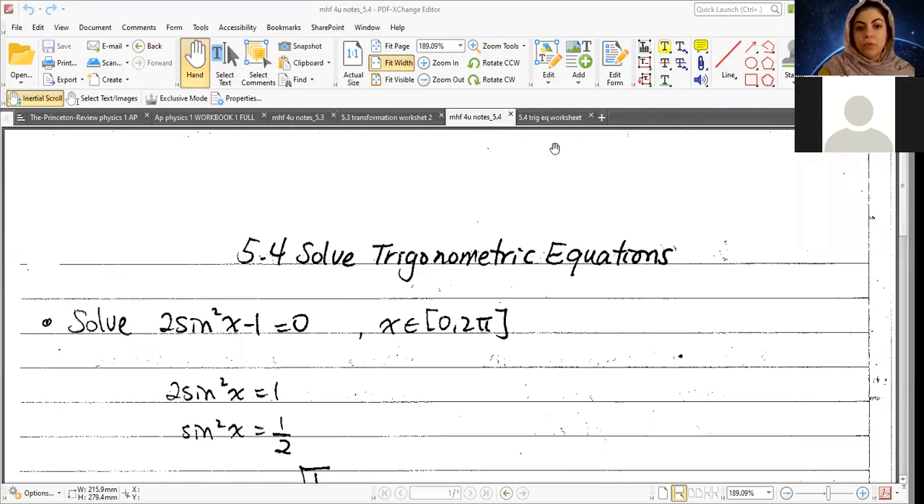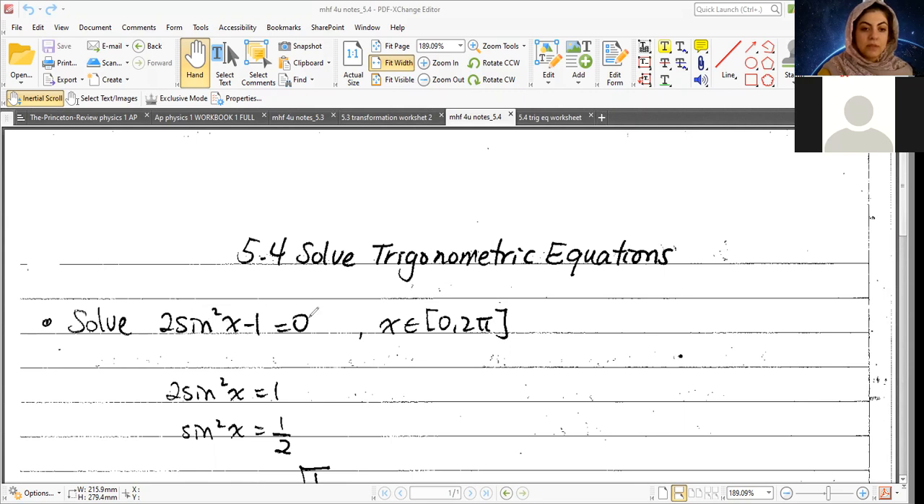Okay, 5.4, solving trigonometric equations. 2 sin²x minus 1 equals 0. I want to find the value of x, where x belongs to the interval from 0 to 2π. What I do first, I rearrange it for sin x.